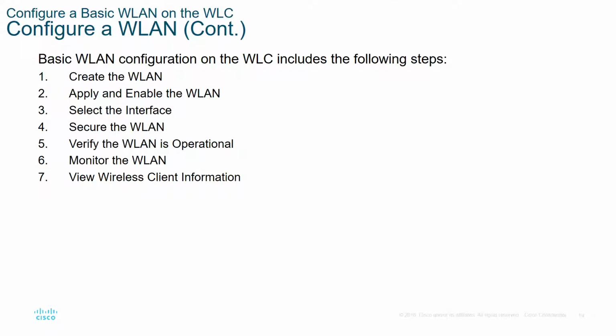Basic WLAN configuration on the wireless LAN controller includes the following steps. Create the WLAN. Apply and enable the WLAN. Select the interface. Secure the WLAN. Verify the WLAN is operational. Monitor the WLAN and view wireless client information.